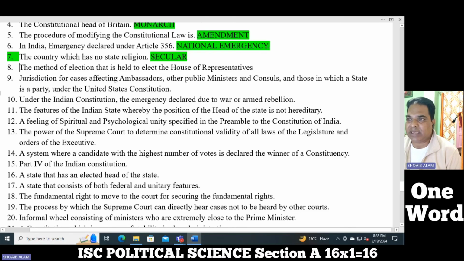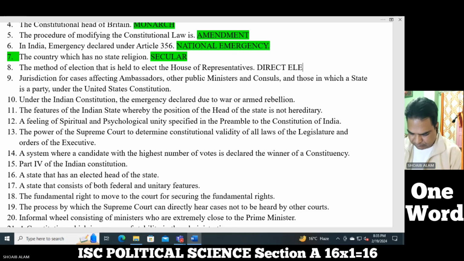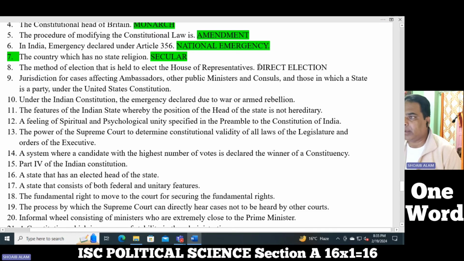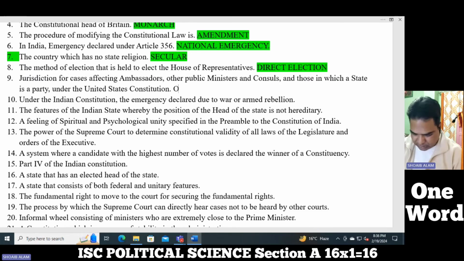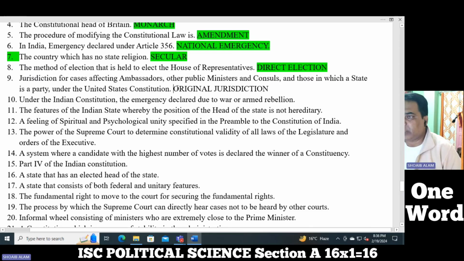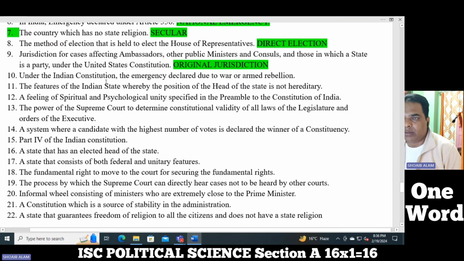Okay. The method of election that is held to elect the House of Representatives. What is the method called? So simple, direct method, direct election. Okay, direct election. Jurisdictions for cases affecting ambassadors, other public ministers, councils, and those in which state is a party under the United States Constitution. So what will be the correct answer? So the answer is original jurisdiction.